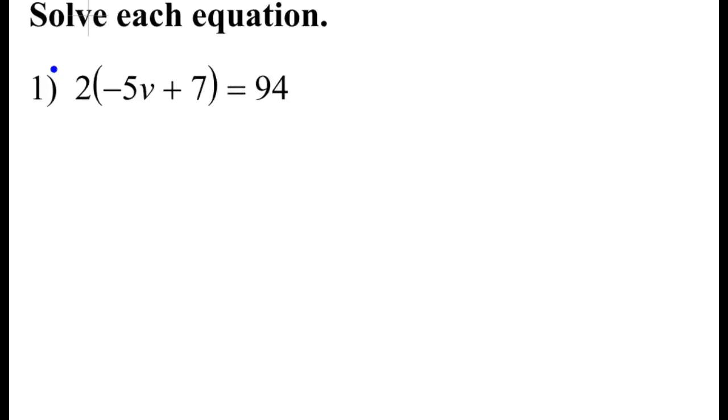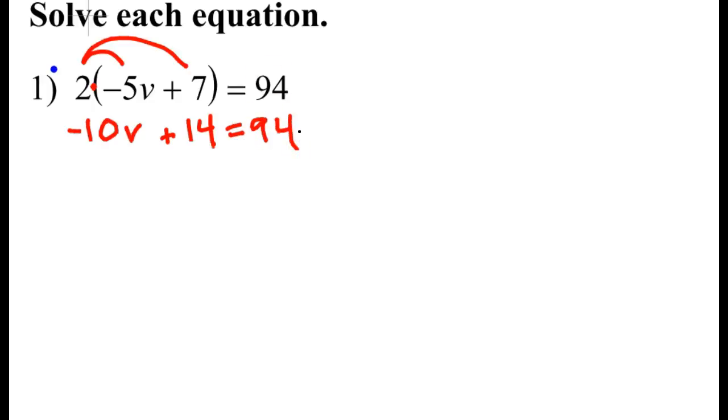basically let's review the distributive property. There are a few places where you can make mistakes, so it's not as if there's no issue at all, but just keep in mind that parentheses means multiply. If you see parentheses, multiply. So you have 2 times negative 5v, which is negative 10v. And 2 times 7 is 14. Bring down the right-hand side.